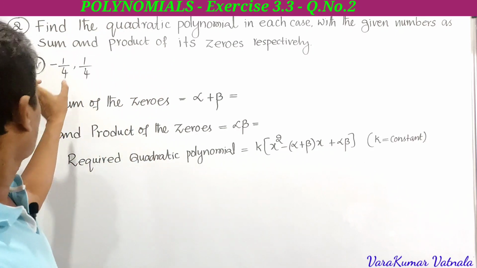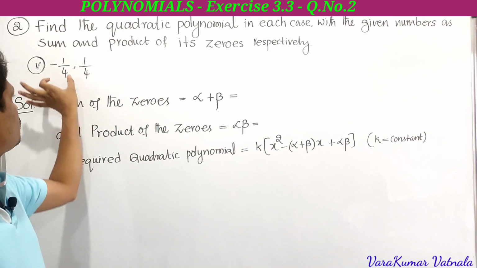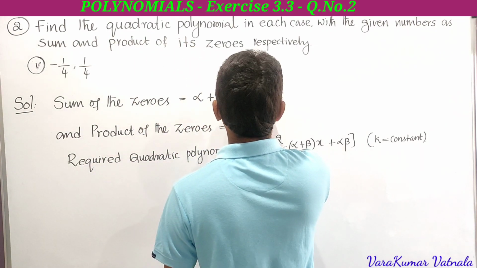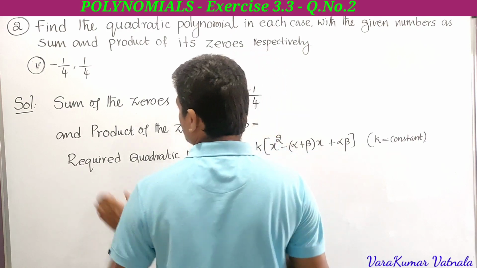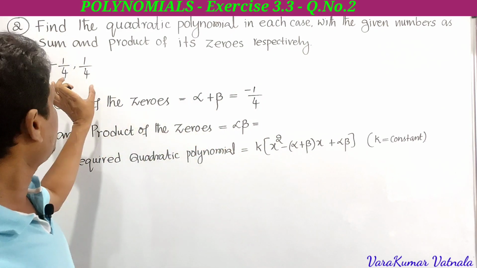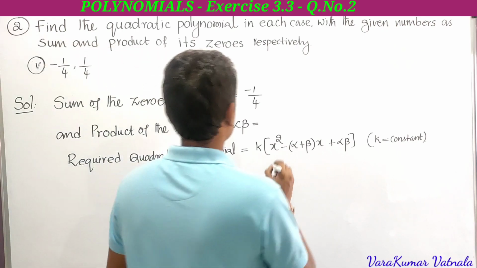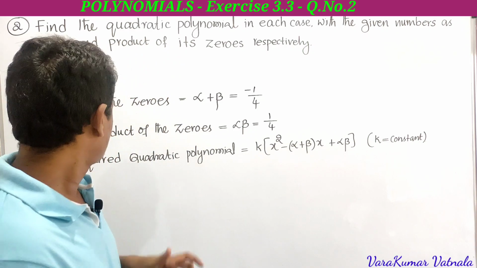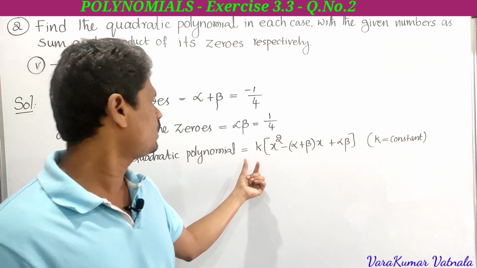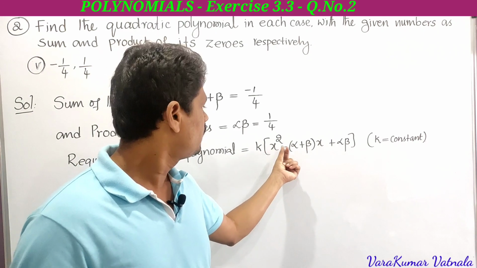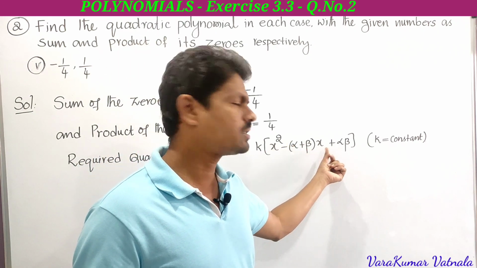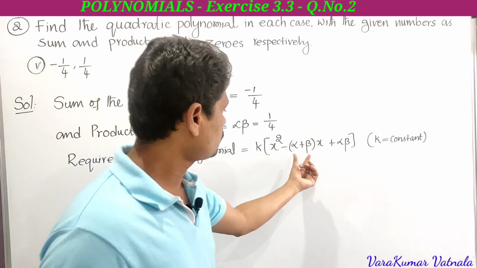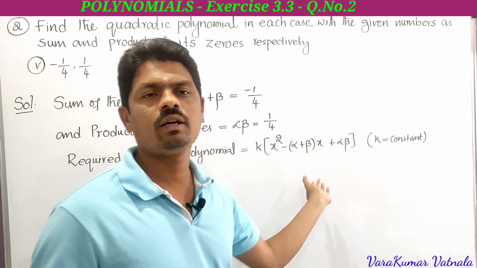So see here, minus 1 by 4 comma 1 by 4. The first one is the sum of the zeros, so it is denoted by alpha plus beta is equal to minus 1 by 4, and the second one is the product of the zeros, denoted by alpha into beta, so he has given it as 1 by 4. So these two values we have to substitute in the formula. Then the required quadratic polynomial is equal to k into x square minus (alpha plus beta) into x plus alpha into beta, where k is constant. So now we have to substitute alpha plus beta and alpha into beta in the formula.